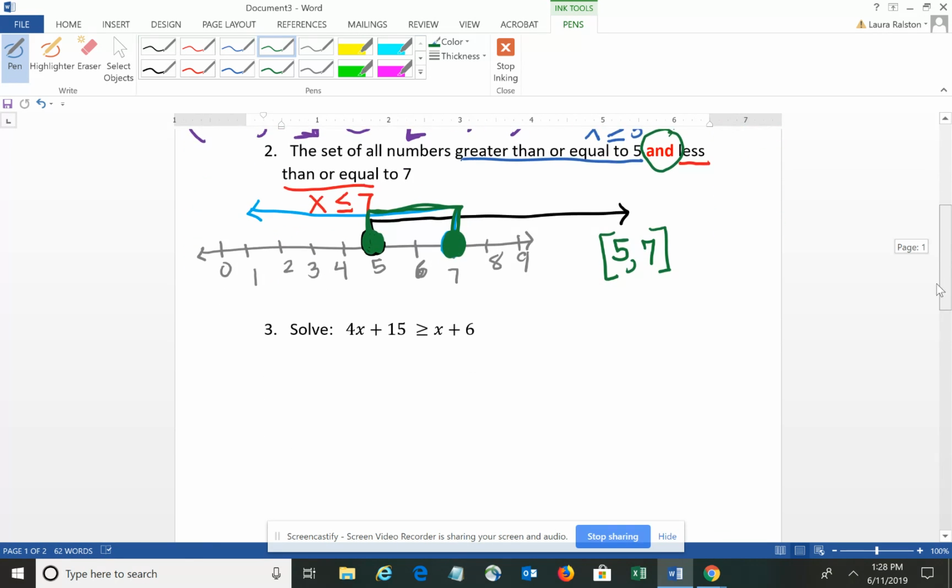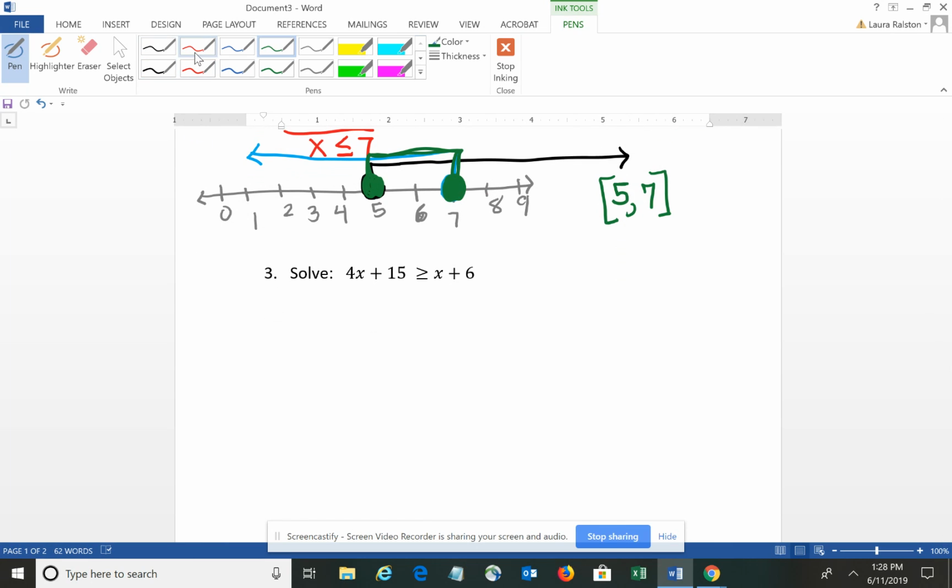All right, then let's move on to linear inequality. Okay, this is basically similar to an equation with the difference that instead of an equal sign, you have greater than or equal to. So we solve it similar to solving an equation. We're going to get all the x's together, and I typically put the x's together on the left. So I'm going to subtract x from either side.